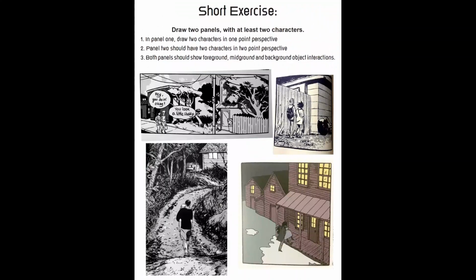Okay, so we're going to do a short exercise. This week we should still be working on our Day in the Life comics, but this will just be a short one where you're going to draw 2 panels with at least 2 characters. In panel 1, draw 2 characters in 1-point perspective, and then panel 2 should have 2 characters in 2-point perspective. But both panels should show foreground, midground, and background object interactions. And if there's any confusion on what I mean by that, just go back into the lesson and you can take a look at those examples.